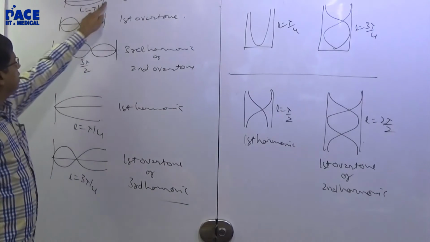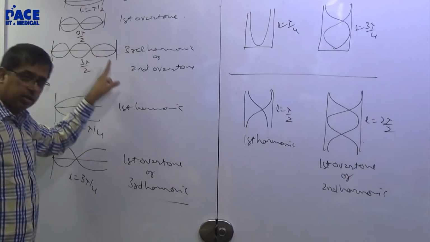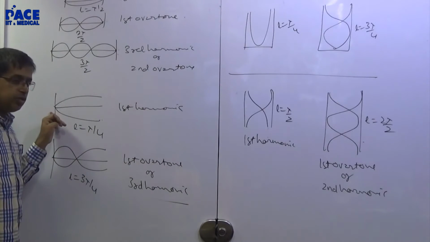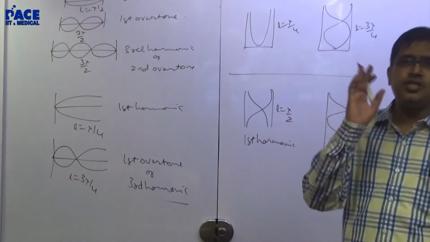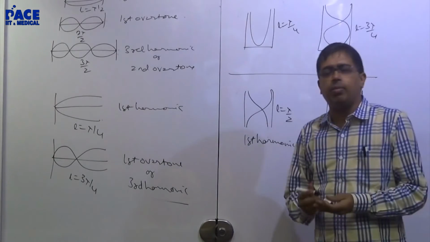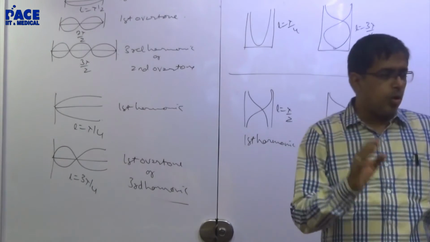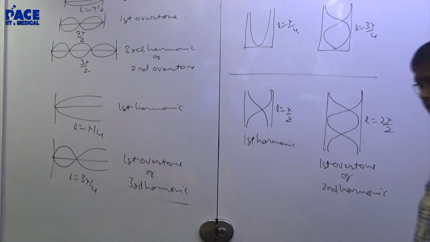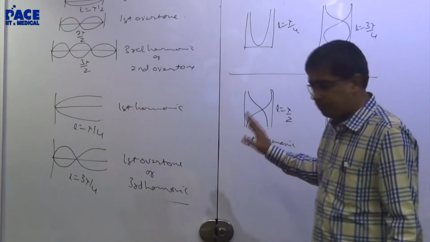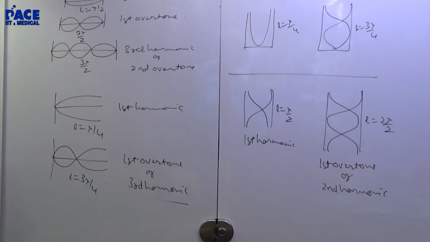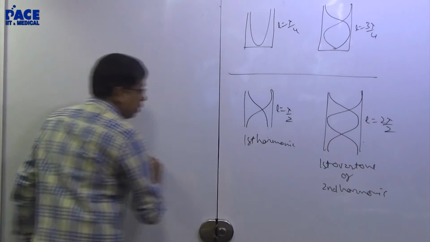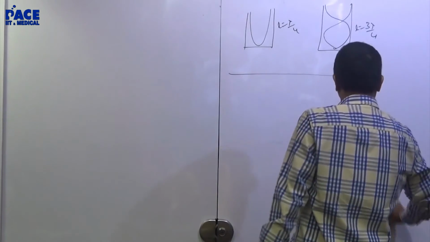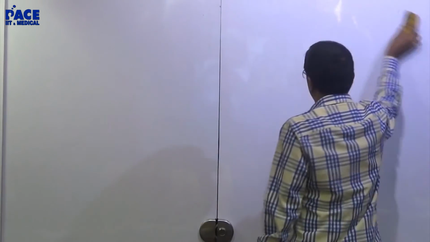Strings, if both ends are fixed, you will have second harmonic, third harmonic, fourth harmonic. If one end is only fixed, even harmonics will be missing and odd harmonics will only exist. Distance between a node and node is always lambda by 2. Remember this. Agreed? You are aware of this. I can rub the board. Node and node is lambda by 2. Node and antinode is lambda by 4.